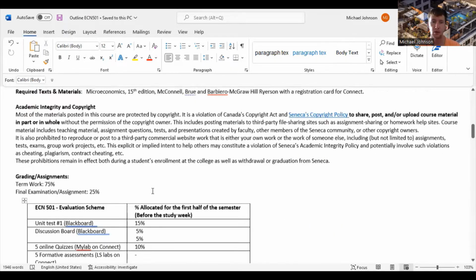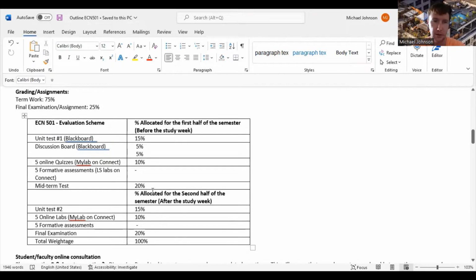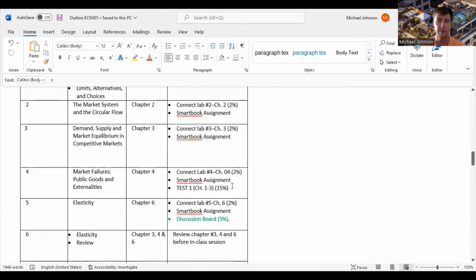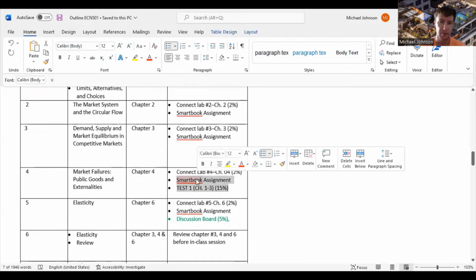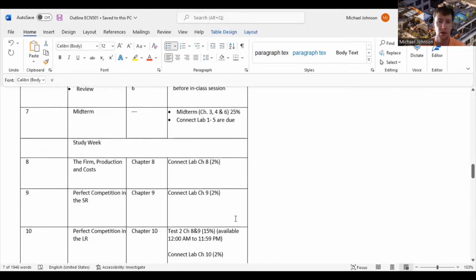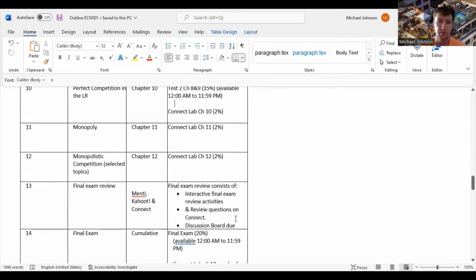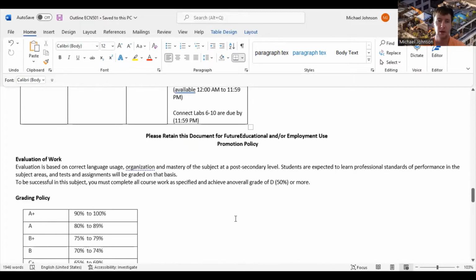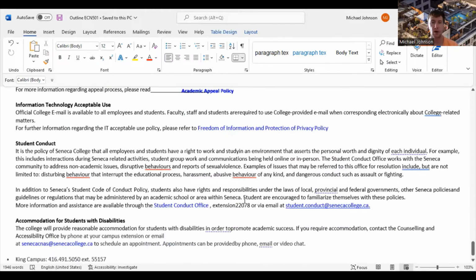And so we're gonna have a unit test, discussion board, online quizzes, midterm test, unit test two, online labs, final examination. So weekly, there's going to be a lab and a SmartBook assignment. And then week four, there's going to be test one. So that'll be on Blackboard. And then week seven will be the midterm. Week 10 will be test two. Final exam will be week 14, sorry. So that's the outline roughly.